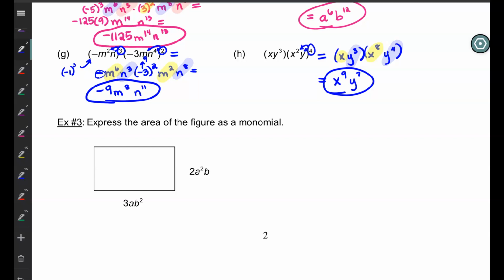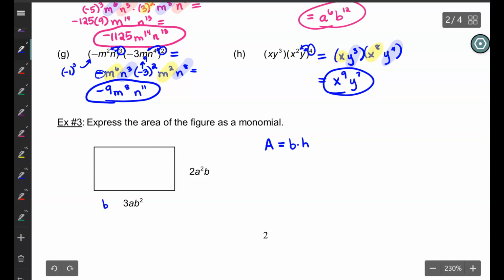Okay, our last example says express the area of the figure as a monomial. Monomial just means that we're going to be multiplying them together. So this is a rectangle. The area of the rectangle is base times height, or you can think length times width. So we'll say this is our base, and we'll say this is our height. So what we want to do is multiply those together. So we're going to have 3ab squared times 2a squared b.